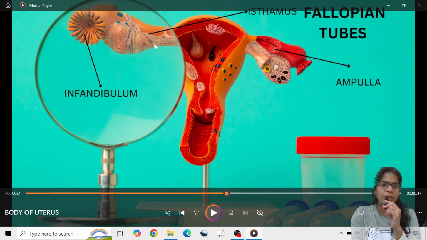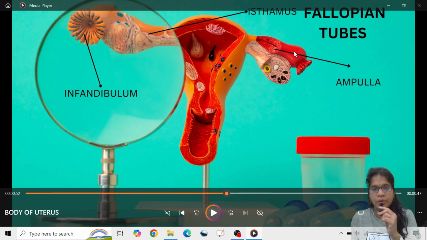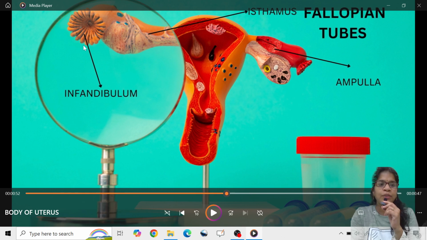Okay, and isthmus is the region where the fertilization happens. Okay, it is the region where the fertilization happens. Then ampulla is actually the thing. If it happens like an ectopic pregnancy, generally it takes place near the ampulla region of your fallopian tube. Okay, so infundibulum, I told you, is the opening of your fallopian tube. Okay, so hope I'm clear with the concept.